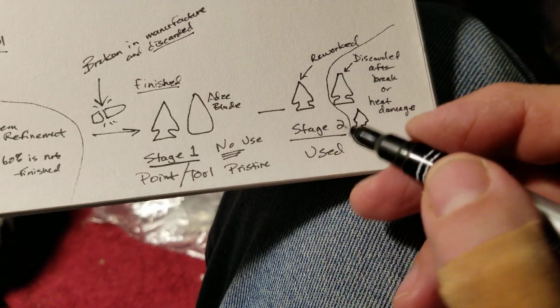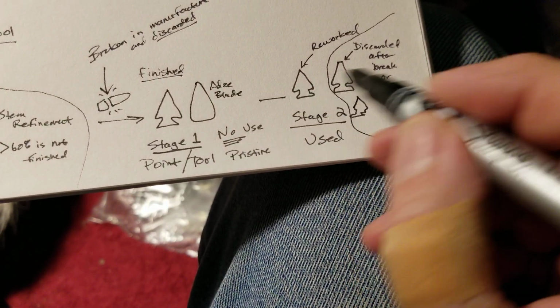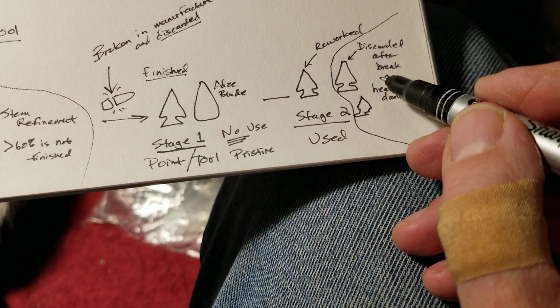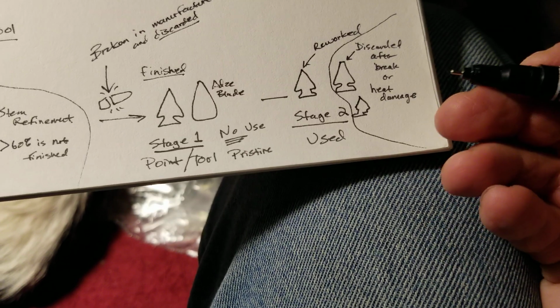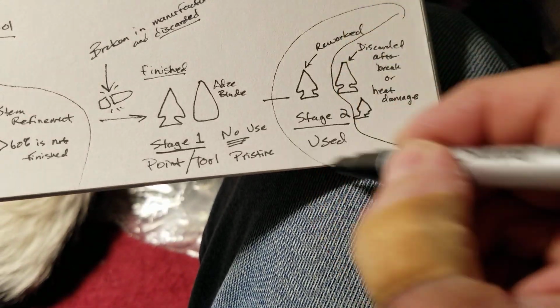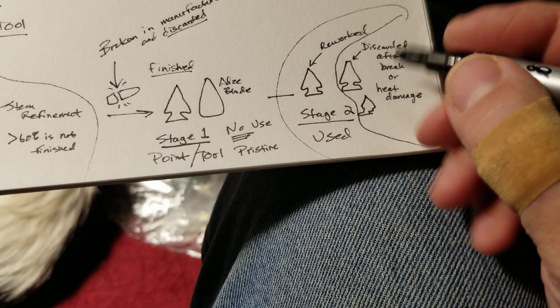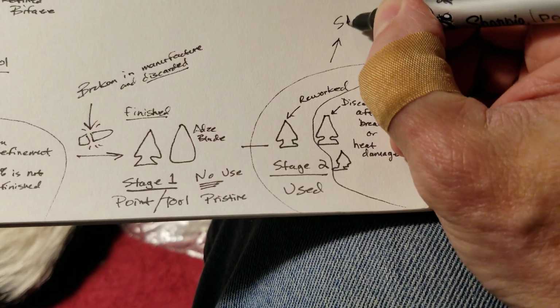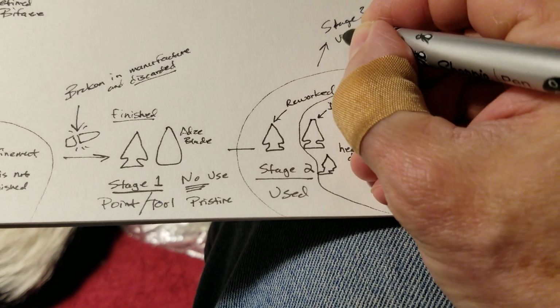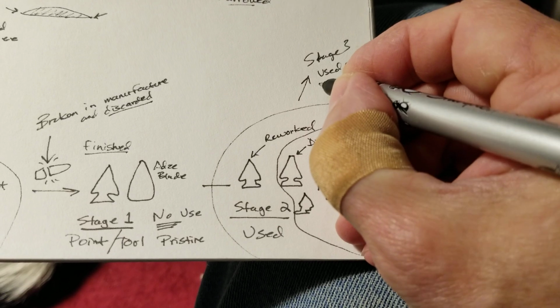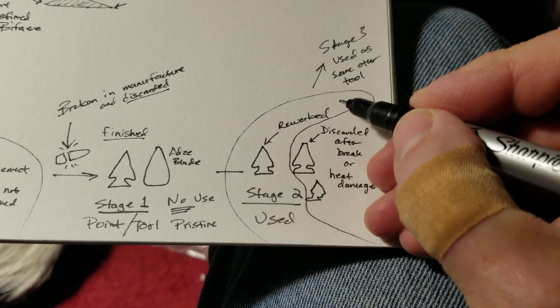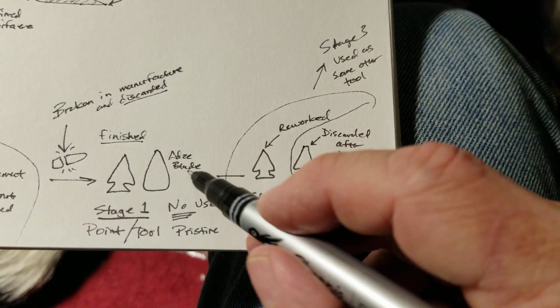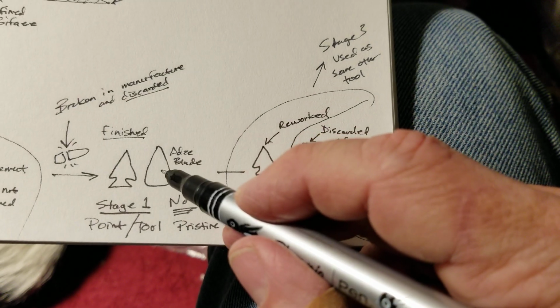So this is stage 2. I consider it reworked. Could be stage 3 or more. I don't know. I separate these two in stage 2, usually, in my mind. But technically, it's all the second stage of life. Now, up here, maybe stage 3 is used as some other tool. Okay, but that can happen at any time. It doesn't have to go through the breaking and reworking. It can go straight from stage 1 to stage 3.